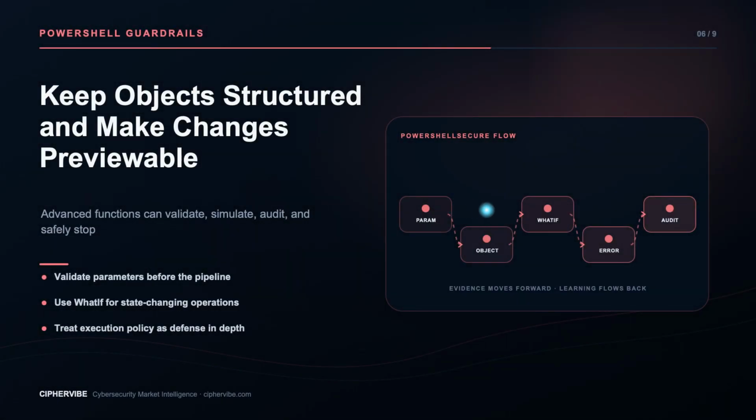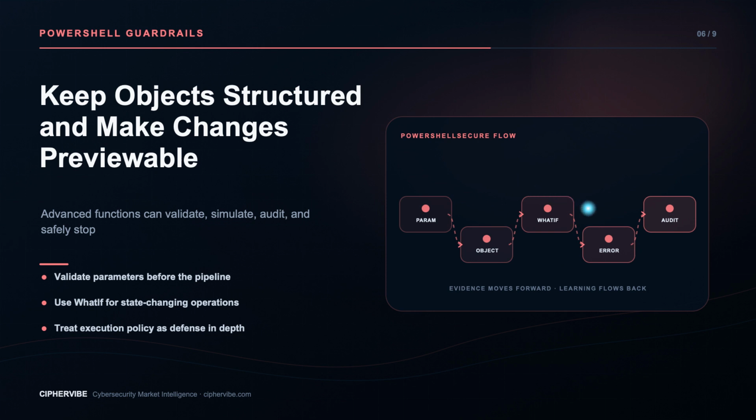PowerShell is strongest when you keep objects as objects. Filter and select properties directly instead of formatting output and reparsing text. Export structured results only at system boundaries. Define advanced functions with typed parameters, validation attributes, explicit parameter sets, and clear help. Use approved verbs and return predictable objects.